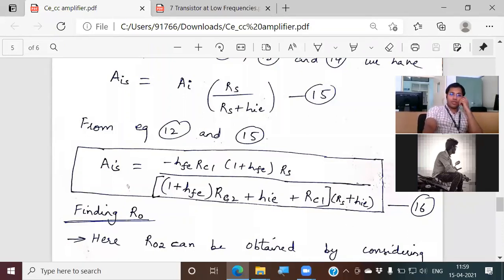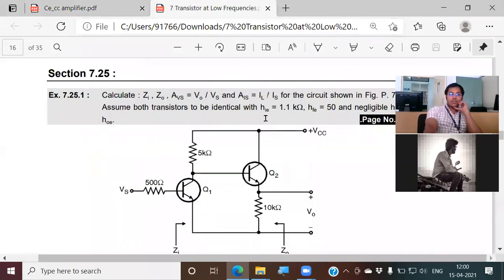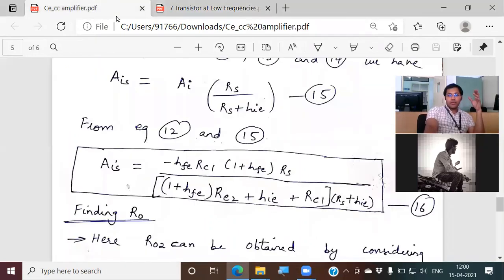Okay, I hope you have noted down the formula. Quickly, let us see the values. HIE is 1.1 kilo ohm, HFE is 50, RS is 500 ohm, RC1 is 5 kilo ohm, RE2 is 10 kilo ohm. Only 5 values. Put those 5 values here, and you get AIS.